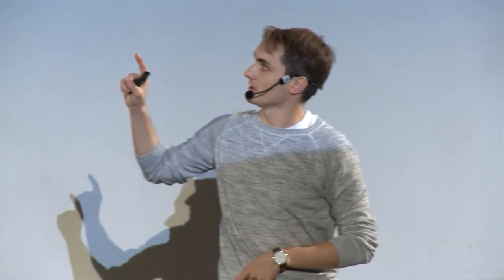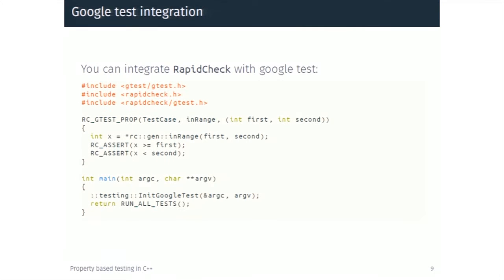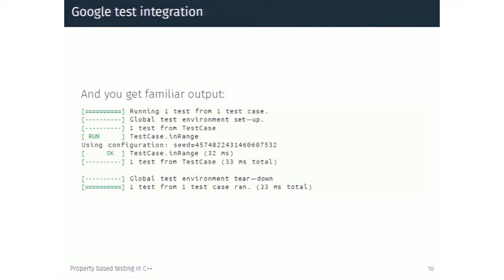What I'm using here is RapidCheck's in-range generator, which, when dereferenced, returns a number which is between first and second, and then I'm just checking whether it's indeed in the range. And then we're getting familiar output from Google Test, together with the seed that I've mentioned before.